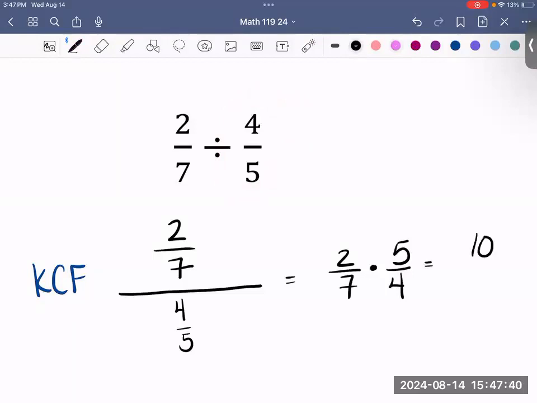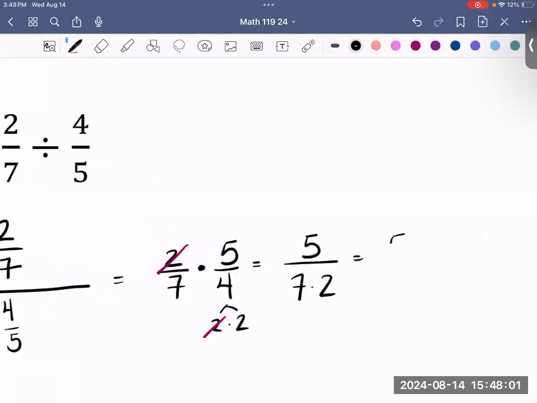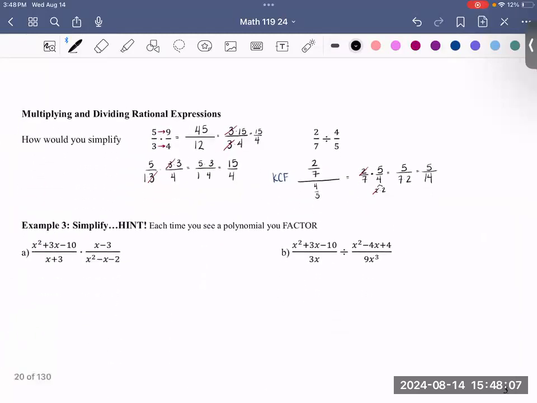So whether you said, well, this is 10 over 28 and then simplified, or if we kind of use that new strategy, this 4 really is made up of 2 and 2. So canceling one of your 2's out, you get 5 over 7 times 2, which is 5 over 14. So this is kind of the basics of what you would do with a fraction.